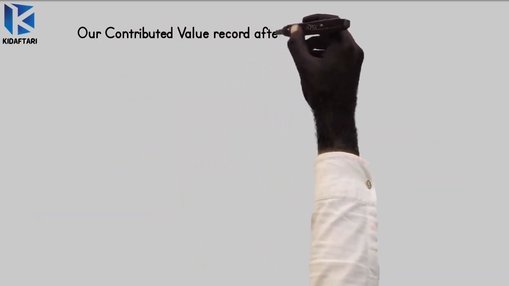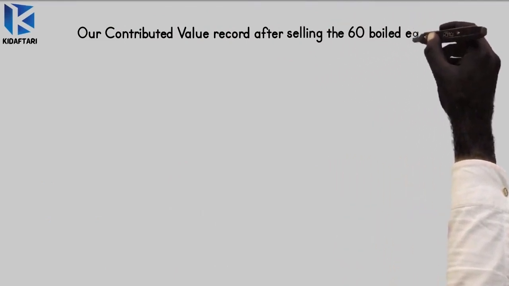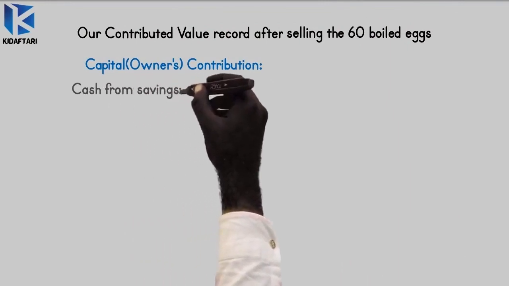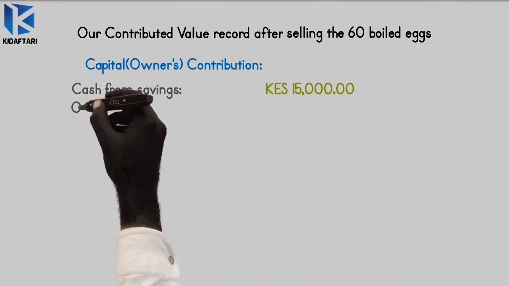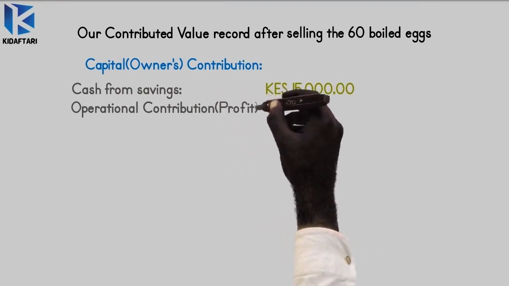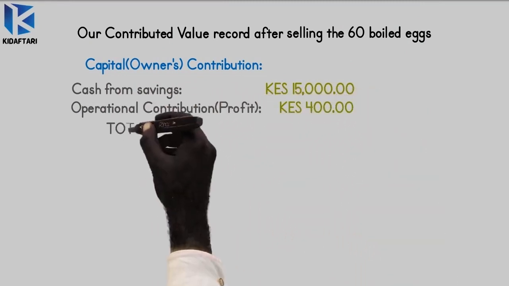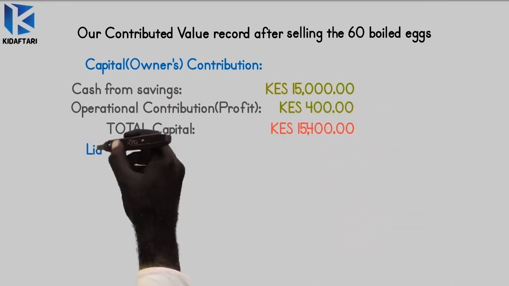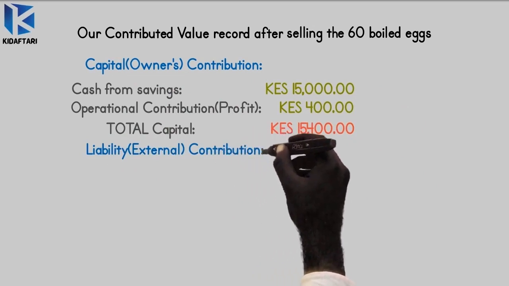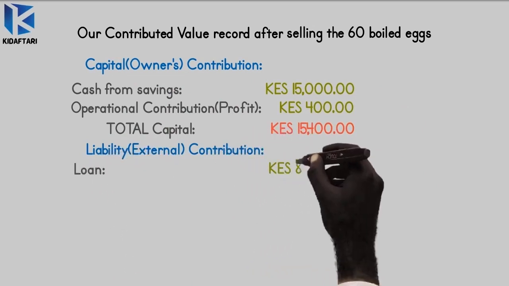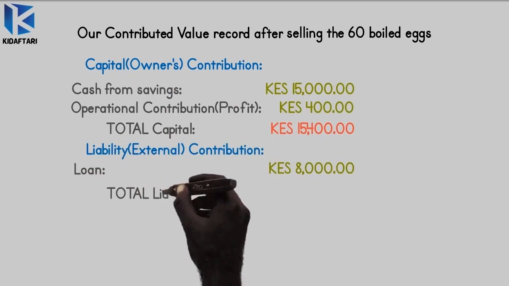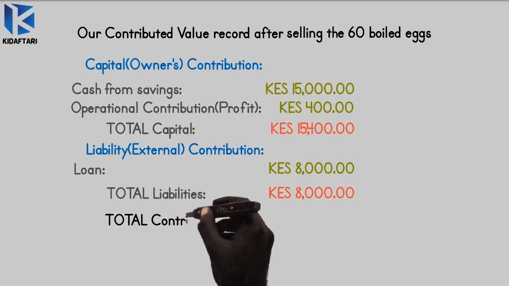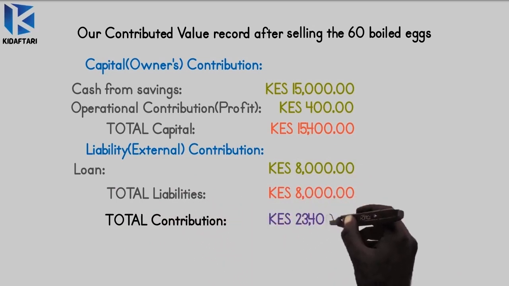Our record of contributed value after selling the 60 boiled eggs looks as follows. Capital contribution. Cash from our savings, 15,000 Kenya shillings. Operational contribution or profit, 400 shillings. Bring a total capital to 15,400 Kenya shillings. Liability contribution, loan, 8,000 Kenya shillings. Bring our total liabilities to 8,000 Kenya shillings. All this brings our contribution to 23,400 Kenya shillings.